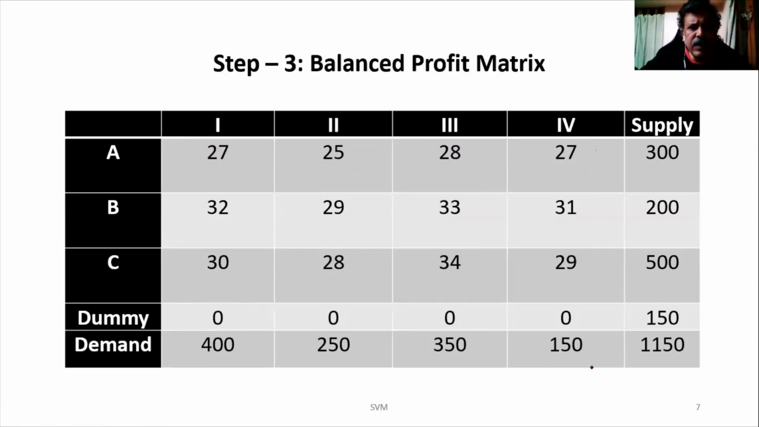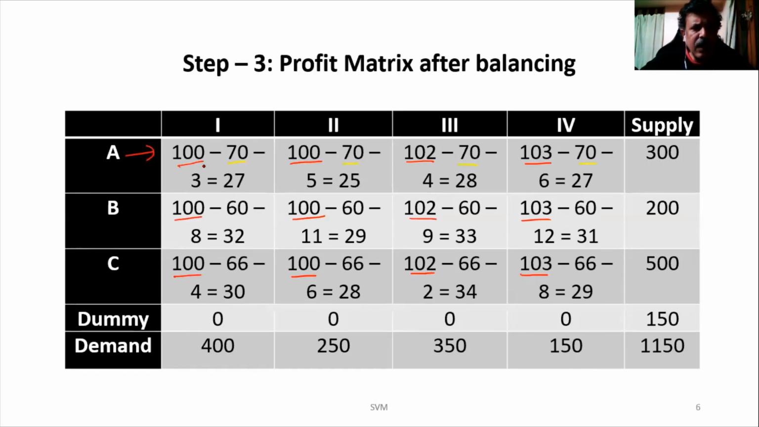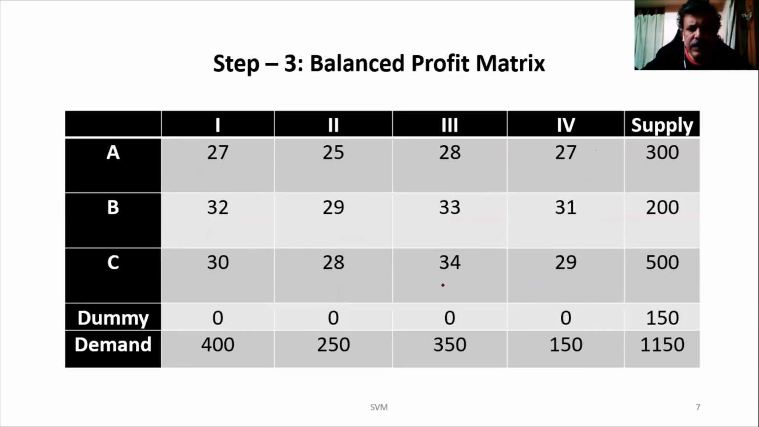So this is our balanced profit matrix. The previous slide and this slide are the same. The only difference is that all these explanations are not given straight away. This 27 is written, 25 is written. So that is what this particular slide is.